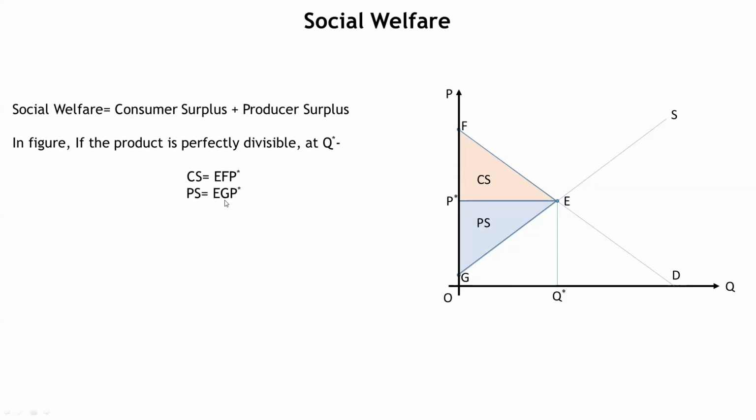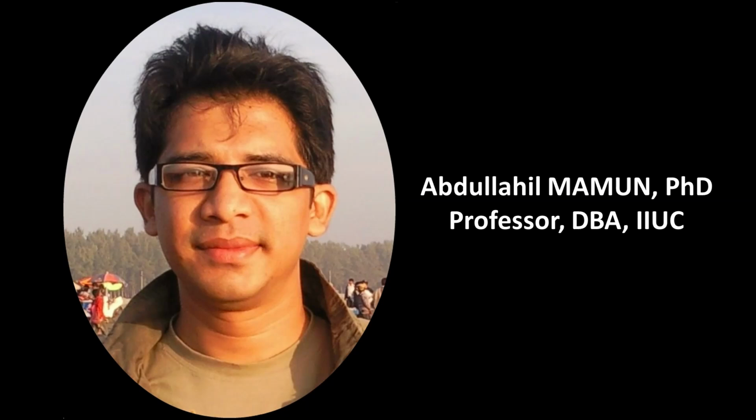Hence, when we sum up consumer surplus and producer surplus to arrive at the social welfare, it means we sum up the area EFP star and area EGP star. They together make the area EFG, which is the social welfare. Social welfare represents the total net benefit to society from the production and consumption of goods and services. Social welfare is maximized when the market is in equilibrium, meaning that there is no deadweight loss. We shall clarify the concept of deadweight loss in our next lecture.